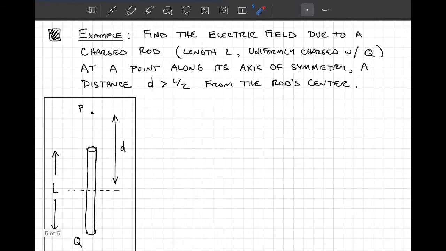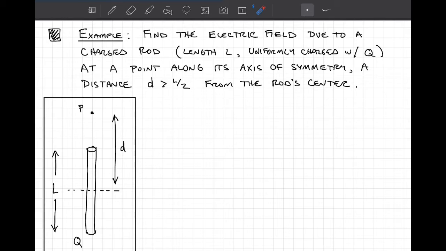So now let's move on to the example. We're asked to find the electric field at a point due to a charged rod, and that point is located, we're told, along the line of symmetry of that rod. So this is the symmetry axis, and it's past the end of the rod. So the distance from the center of the rod to the point is greater than half the length of the rod. So some point along that axis is what we're trying to figure out the electric field.